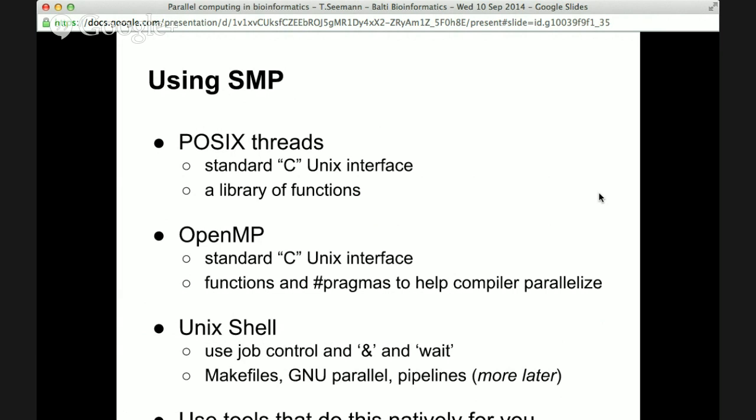A simpler interface to that is OpenMP, which uses hash pragmas inside your C code to help tell the compiler how to parallelize your stuff, and it will then use multiple threads underneath. And finally, without even really knowing it, you are using SMP when you use job control in Unix. So when you put something in the background with an ampersand or use a makefile or GNU parallel, you are actually effectively doing SMP.